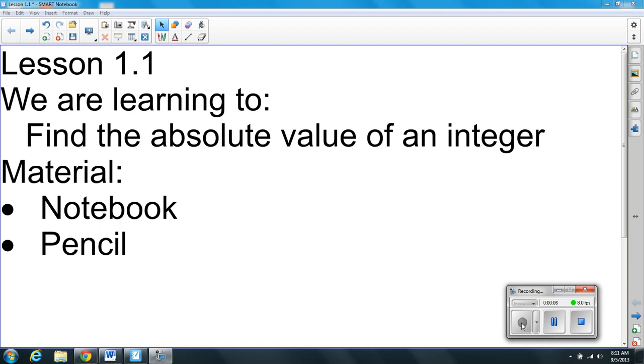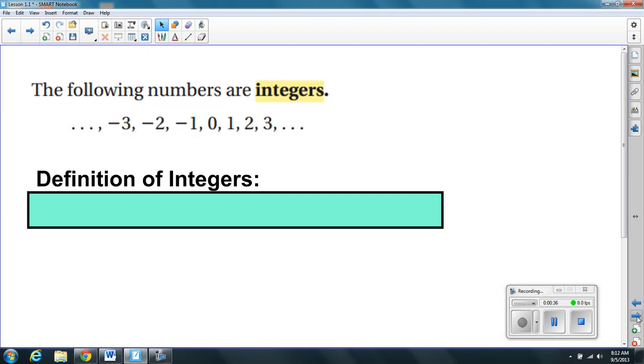This will be lesson 1.1 and today we are going to learn how to find the absolute value of an integer. And before we get started, what you're going to need to make sure you have with you is your notebook and a pencil. Please be sure as you go through each slide you take notes. If you need to, here is an example of what integers are.